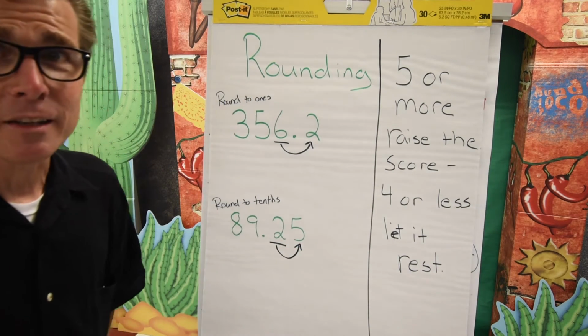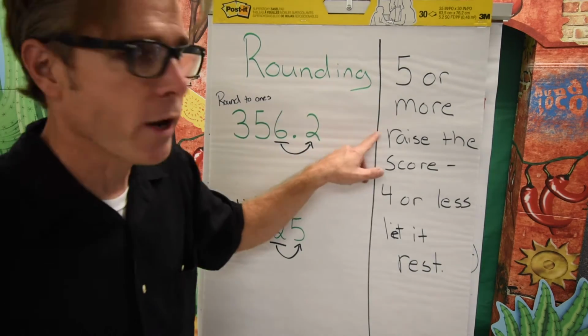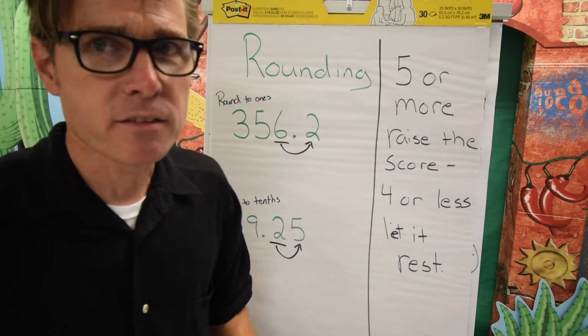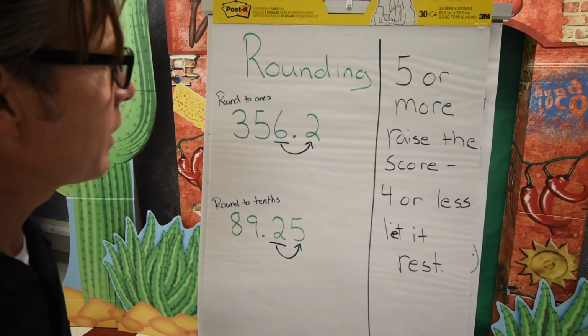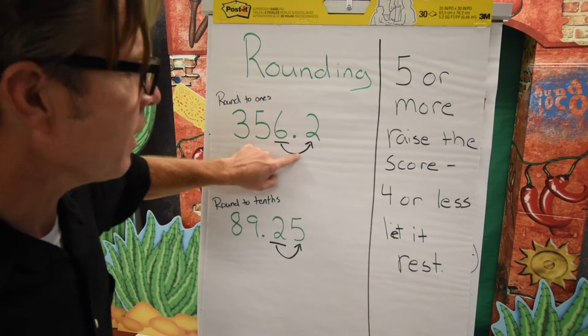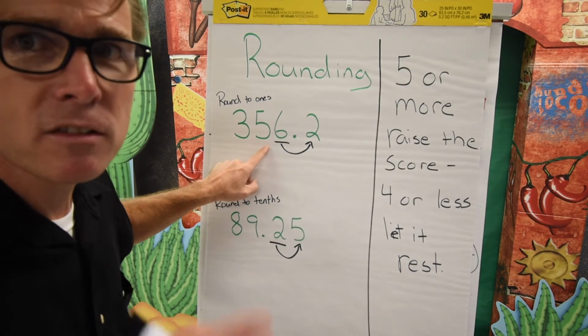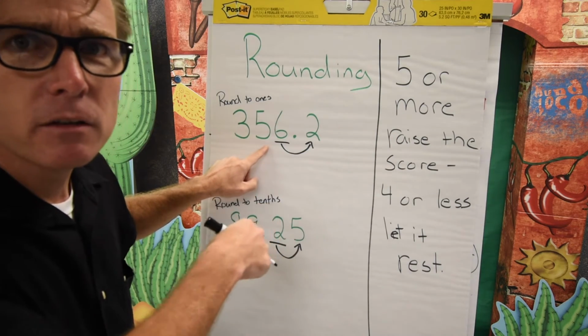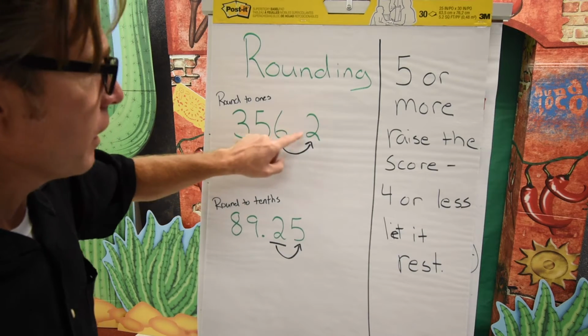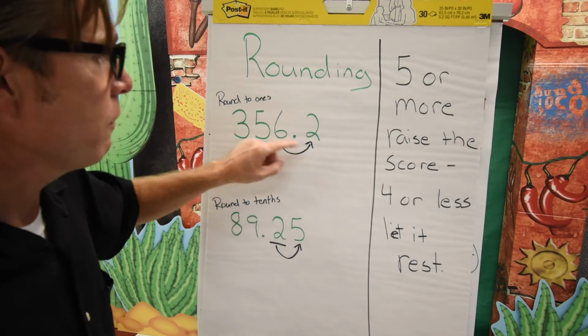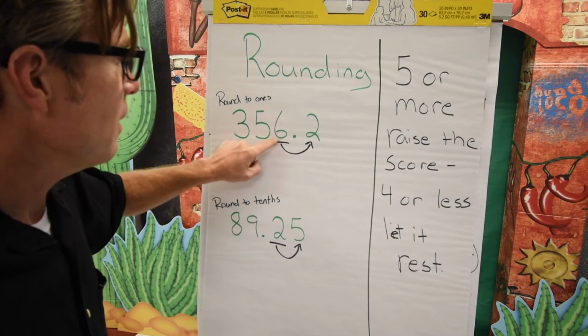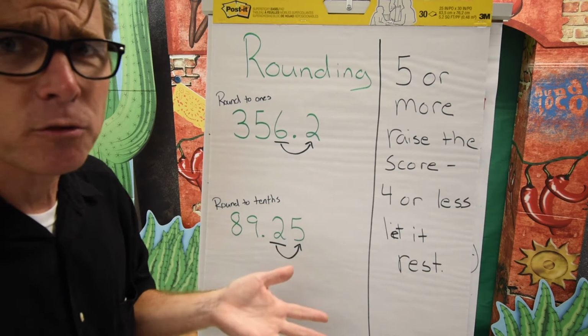Now here's where our quirky little saying comes in. 5 or more, raise the score. 4 or less, let it rest. Here's what that means. The number that the arrow is pointing to, if that number is 5 or more, we're going to raise the score of the underlined number. If the number the arrow is pointing to is 4 or less, then we're going to let the number that's underlined rest or stay the same.